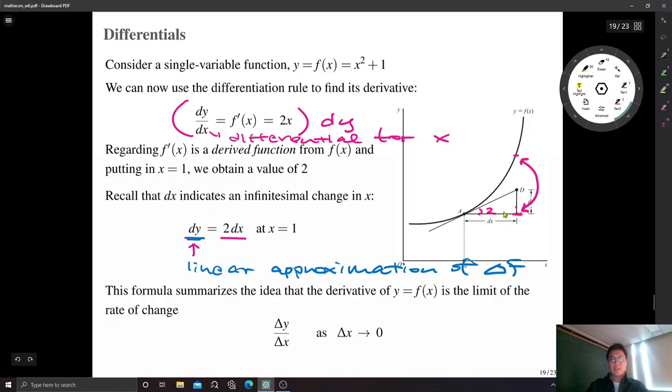Okay. So when x changes a lot, there is some gap between the actual variation and dy. So dy cannot be seen as a good approximation of the actual variation, but when dx is small, it gives us a good proxy for the actual variation.